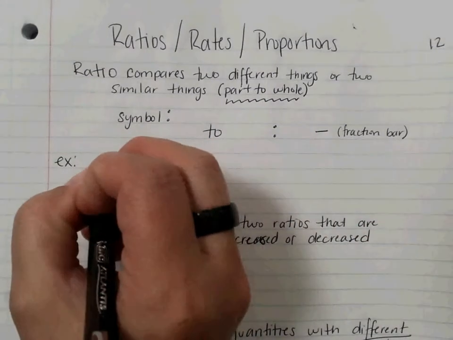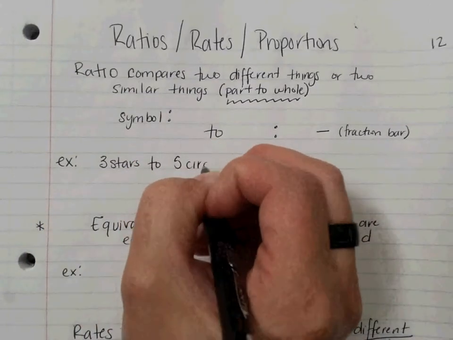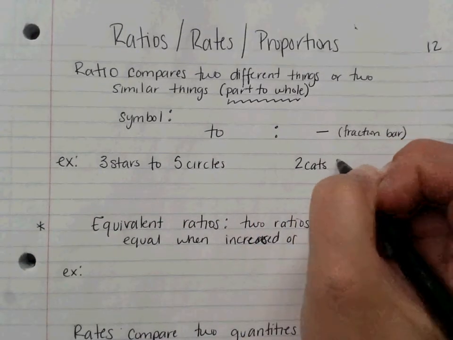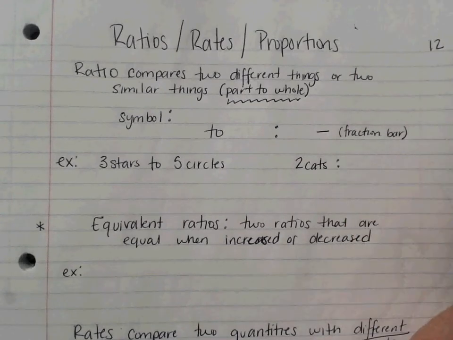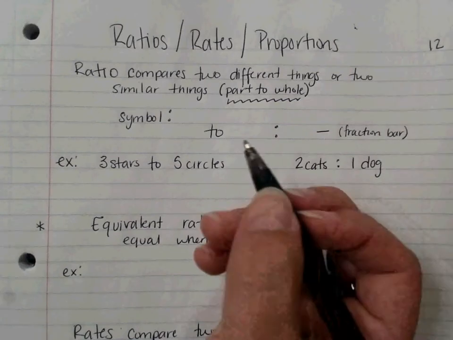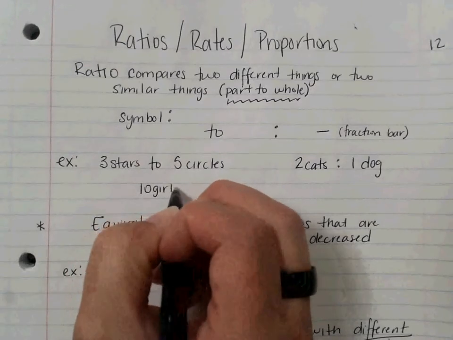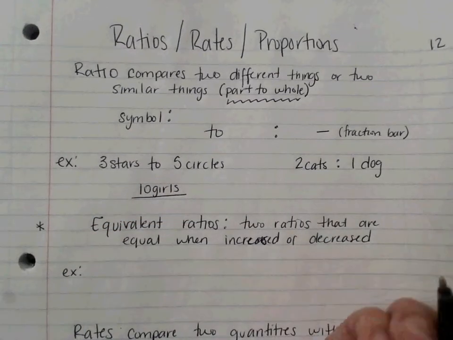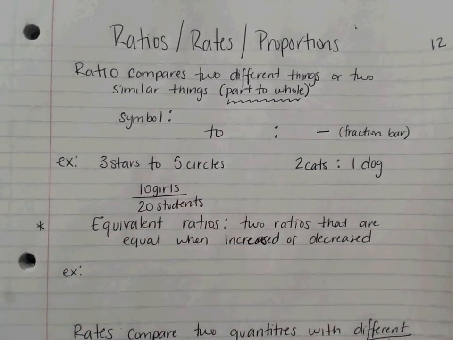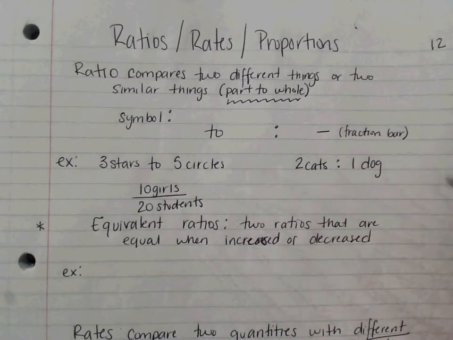So I could say 3 stars to 5 circles. Or I can say 2 cats, and then use the colon, which also means the word to, 2 cats to 1 dog. Or I can write the fraction bar and I could say something like 10 girls and then 2, that fraction bar means to, 20 students. So you can write them with similar things or similar units or similar words, or you can write them differently.